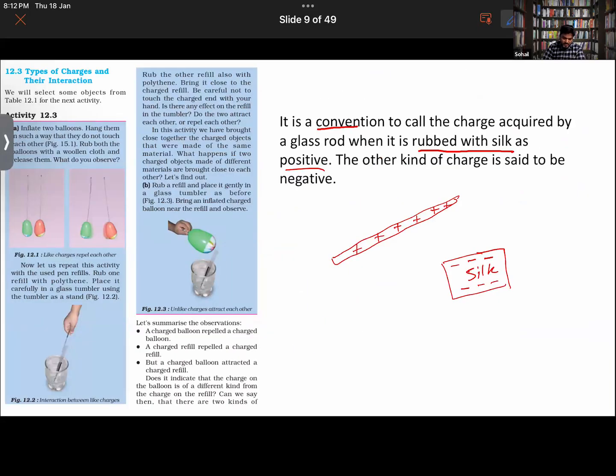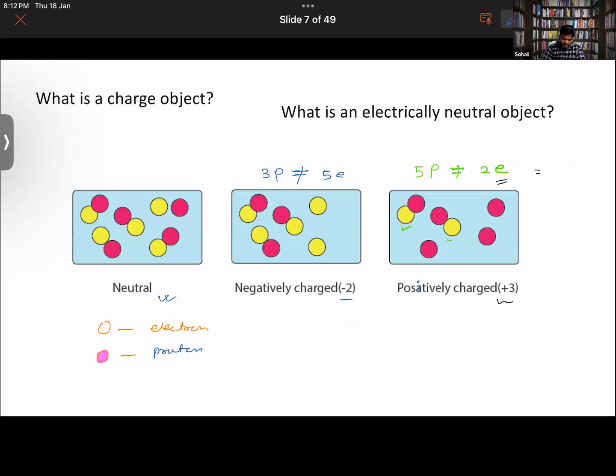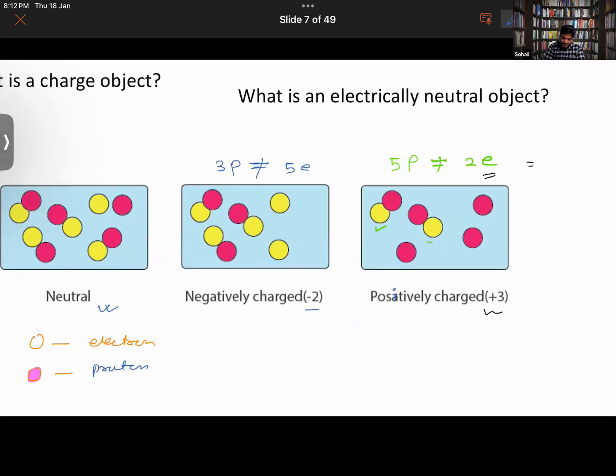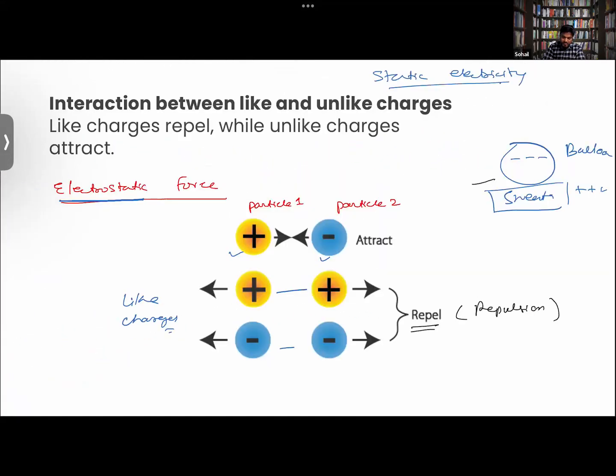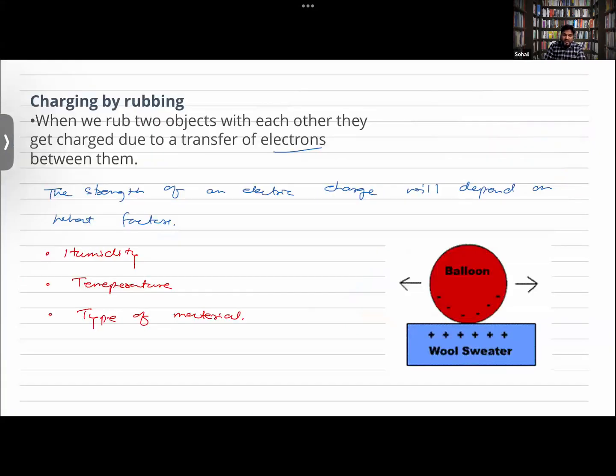So the thing we were discussing is that humidity impacts the strength of the charges that develop on these bodies. Temperature will also influence the amount of charge, and the type of material, obviously. If these two were metals, then more charges will develop. Metals के ऊपर ज़्यादा charges develop होंगे.